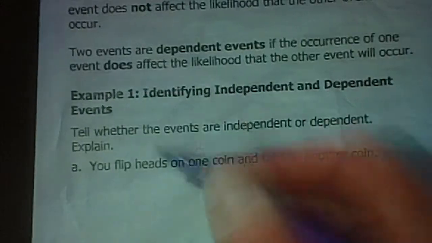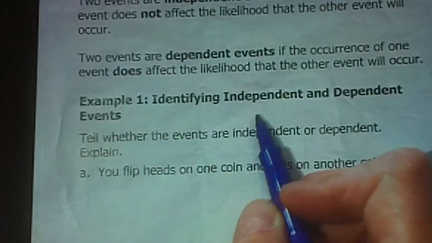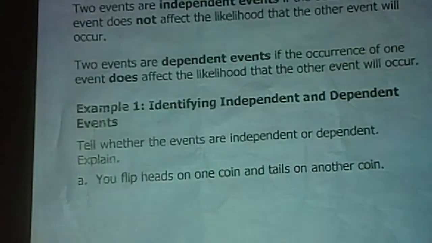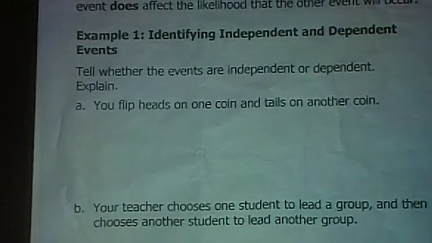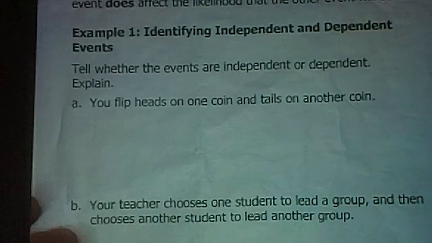All right. Example 1. Identifying independent and dependent events. So all we're going to do is look at these 3 examples here, and I'm going to tell you, and you're going to write it down, whether it's independent or dependent.